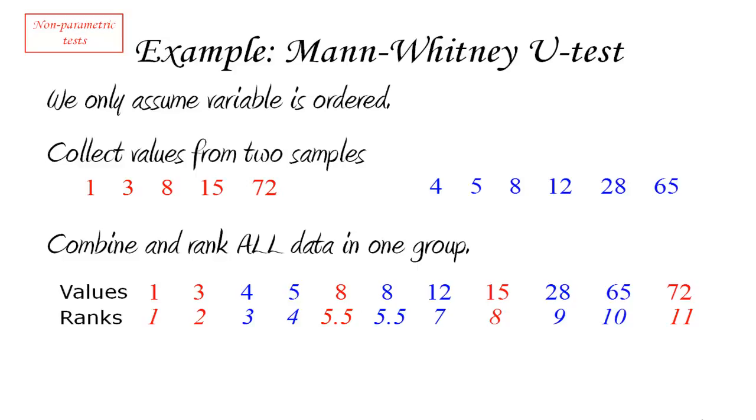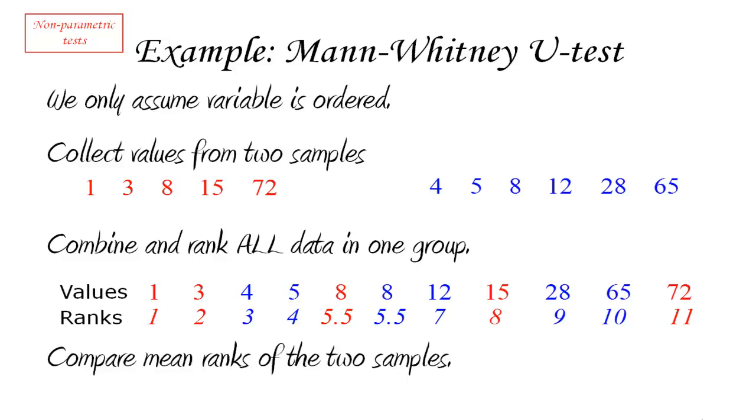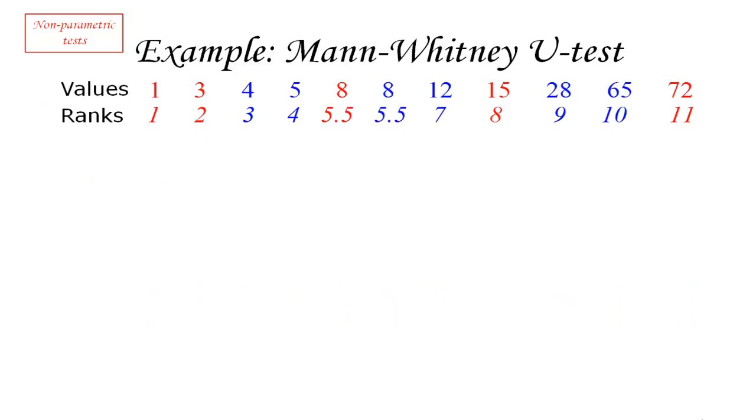Okay. Now, what we're going to do next is compare the mean ranks. Here I do mean, the usual average of adding up all the numbers and dividing by the number of observations, but this time we're going to do that for the ranks of the two samples. So here are our two samples, and we're going to compute the two mean ranks.